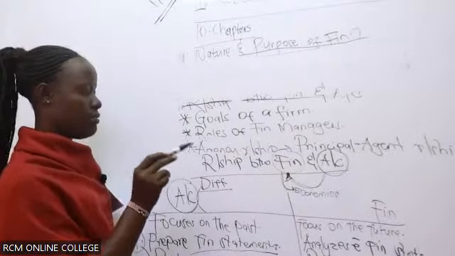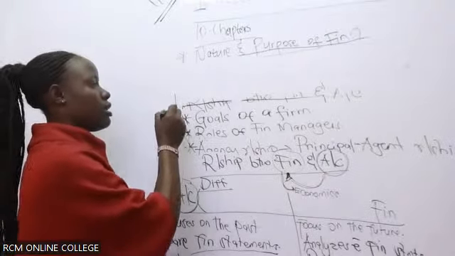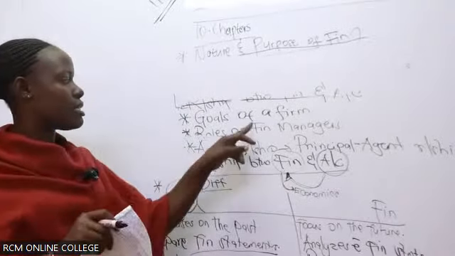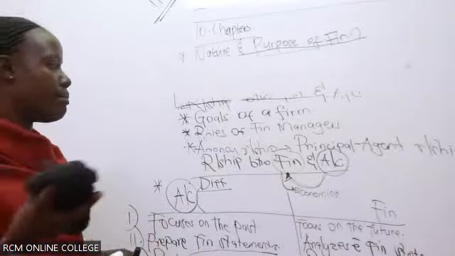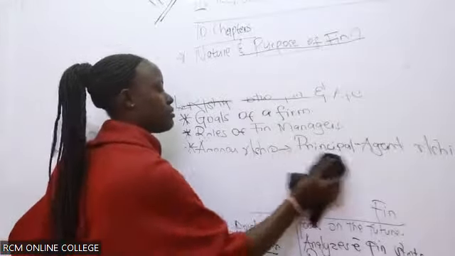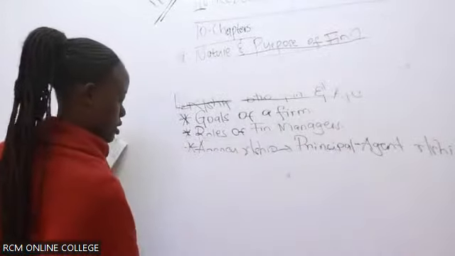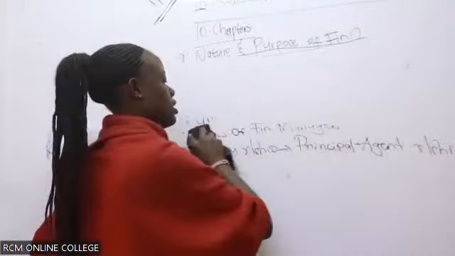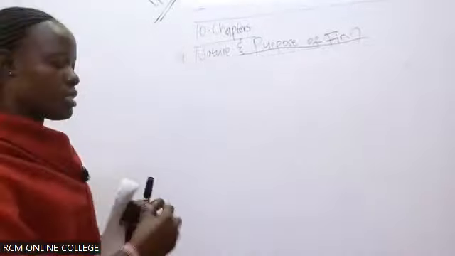So that's what we have on the relationship between finance and accounting. Now we have to look at the goals of a firm. Let's look at the goals of a firm.